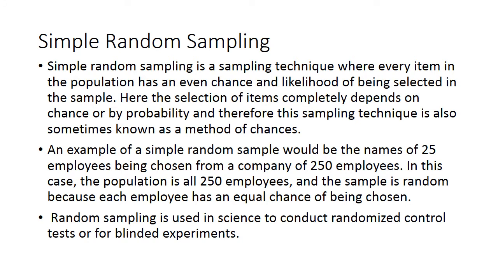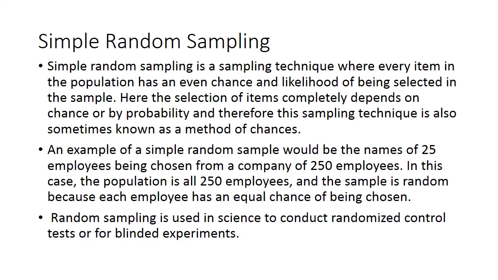In this method, firstly, a complete list of all the members of the population is prepared. Each element is identified by the listing number. Then the items are selected from the population either by using a random number table or a random number generator, which is a kind of computer software.